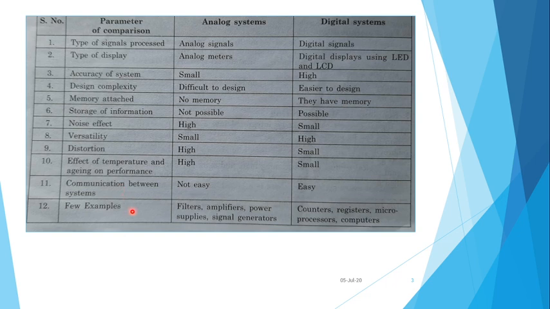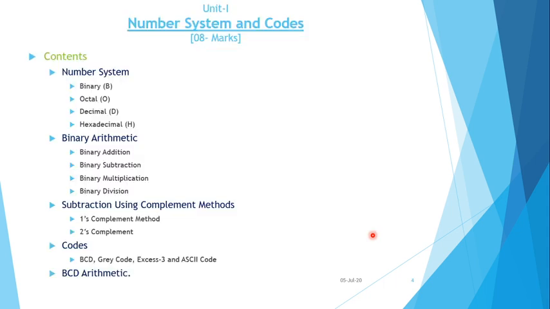If you look at examples, we have filters, amplifiers, power supplies, signal generators. You have studied all this in your last semester, right? And the examples of digital systems that we are going to study are counters, registers, microprocessors, and computers. Having studied these, let us now move on to our first unit, that is number system and codes.